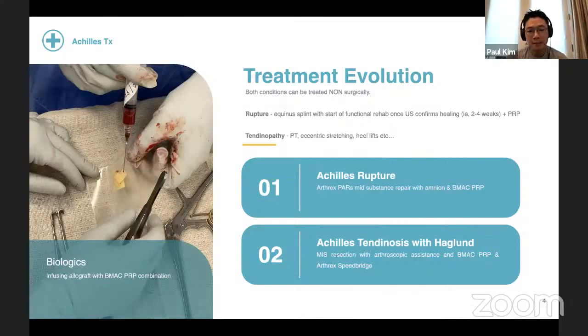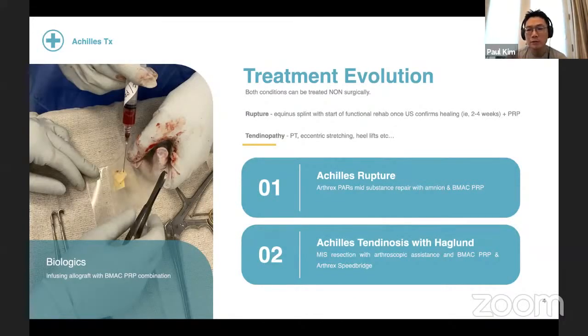This is a picture of me. This isn't Achilles, but this is a picture of me injecting BMAC and a PRP combo onto an allograft chip for a first TMT arthrodesis. And so I just wanted to show that it's not just for soft tissue, but you can also use it for other applications in orthopedic surgery.